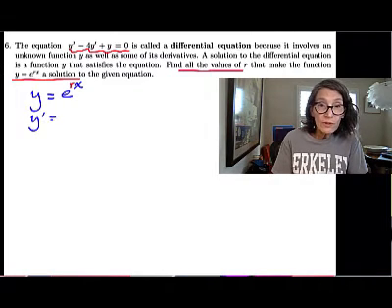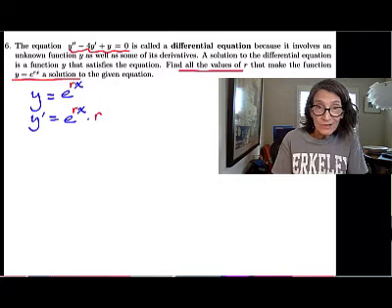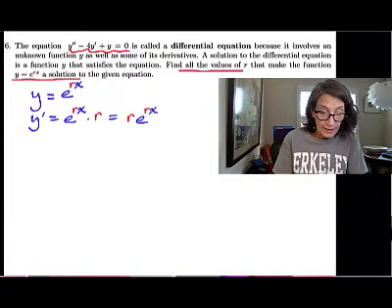So the first derivative, using the chain rule, we have a natural exponential function, e to the u, right? So the first derivative is e to the u times du dx, and the derivative of rx is just r. So the first derivative of y is just r times e to the rx.